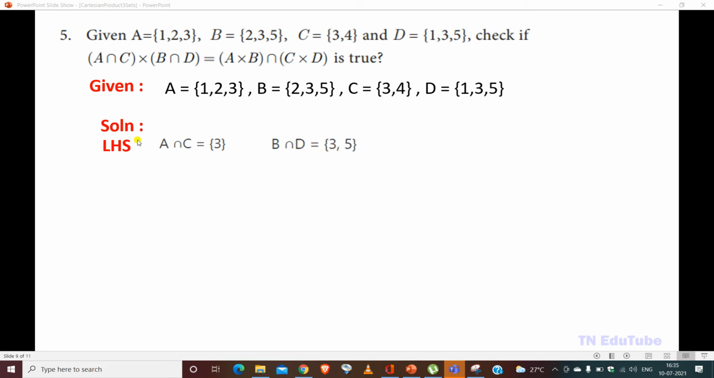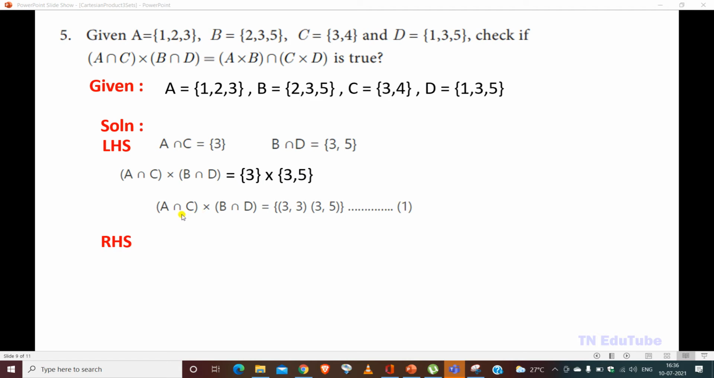Then you have to take the cross product of these two sets: (A intersection C) cross (B intersection D). So A intersection C is {3}, B intersection D is {3, 5}. When you take the cross product, you get the set of ordered pairs. Only one element is here, so you get 2 ordered pairs: (3,3), (3,5). That is equation number 1.